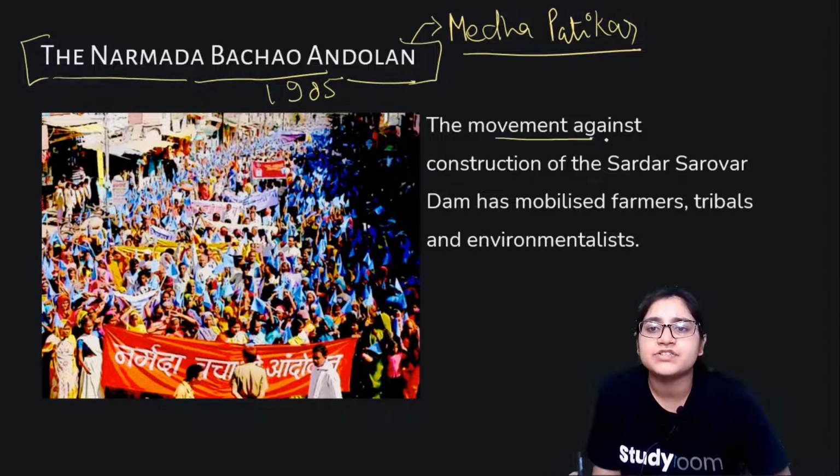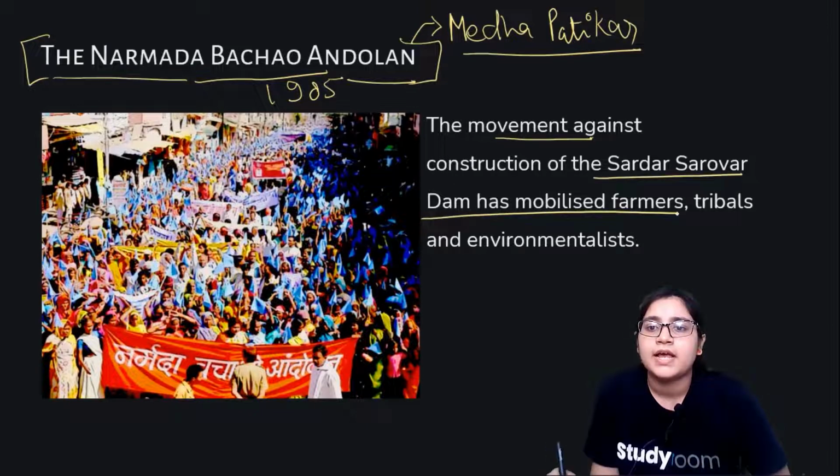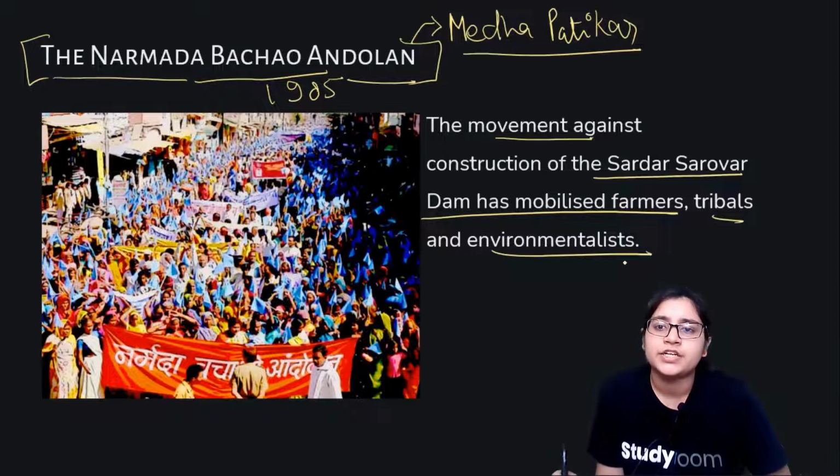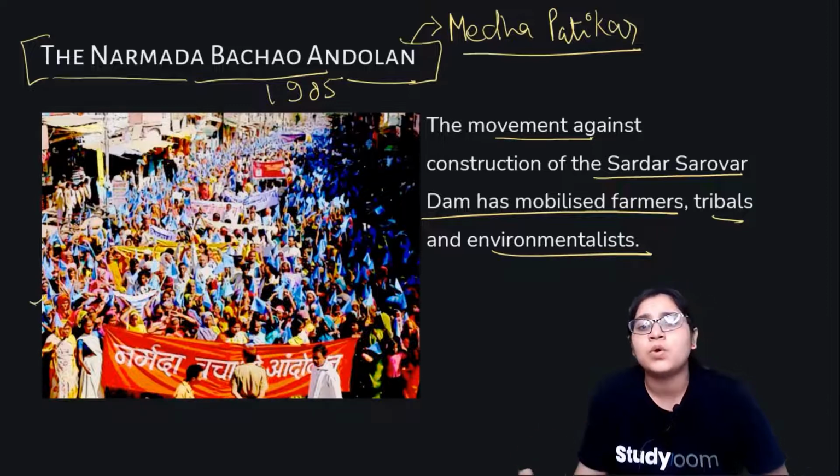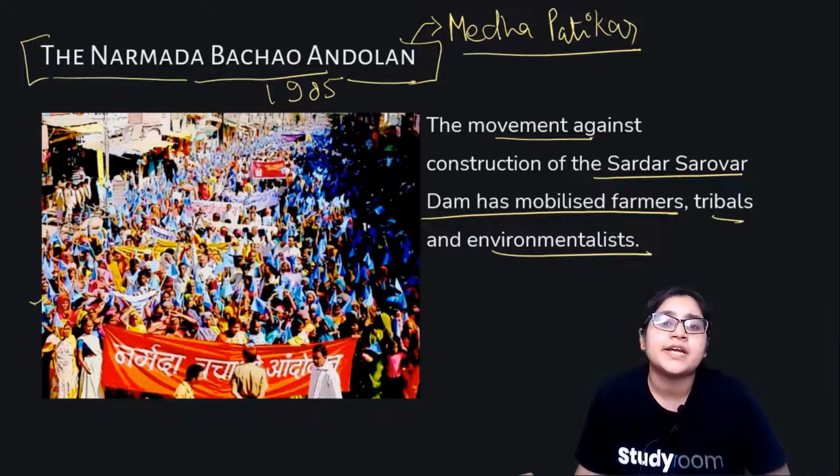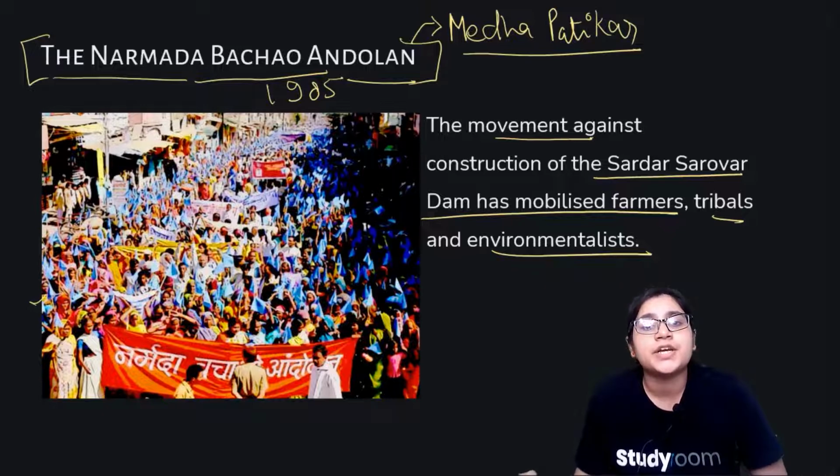This movement against the construction of the Sardar Sarovar Dam has mobilized farmers, tribals and environmentalists, right? You can see how people have come forward in this picture also, how women and local people have come forward, saying we should not be displaced because we are the culture of this area. And it not only affects aquatic life, it affects human life also, because rivers are not only for your usage and exploitation. They are the mother. People consider them as mother and they worship them, and there is a culture associated with the rivers, which would vanish when a dam is constructed.